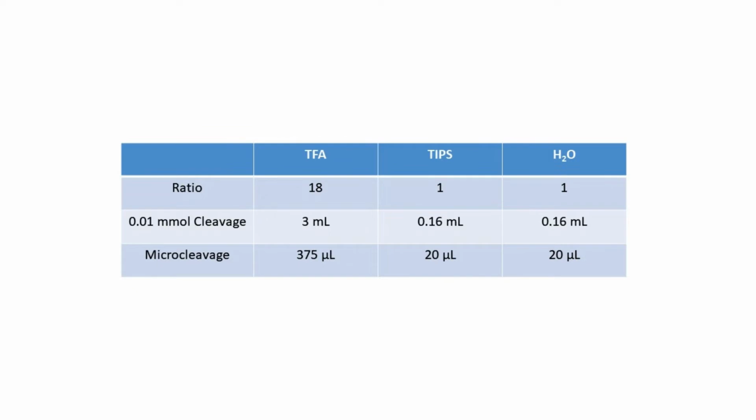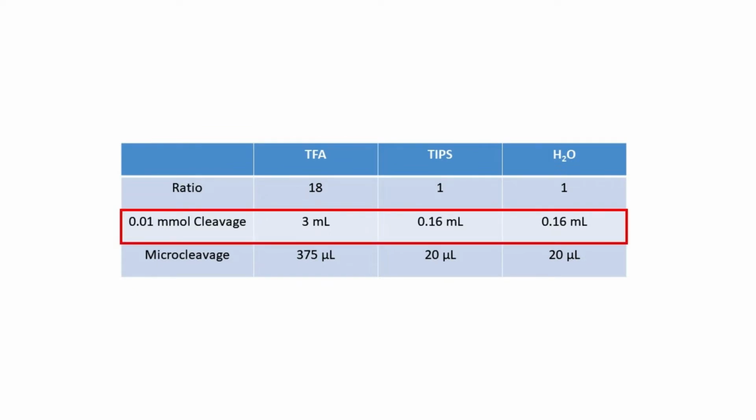We use the cleaving reagents in an 18:1:1 ratio. At a scale of 0.01 millimoles, this ratio results in a cleavage cocktail of 3 milliliters of TFA, 0.16 milliliters of TIPS, and 0.16 milliliters of water. This should cleave an entire peptide at the 0.01 millimole scale.